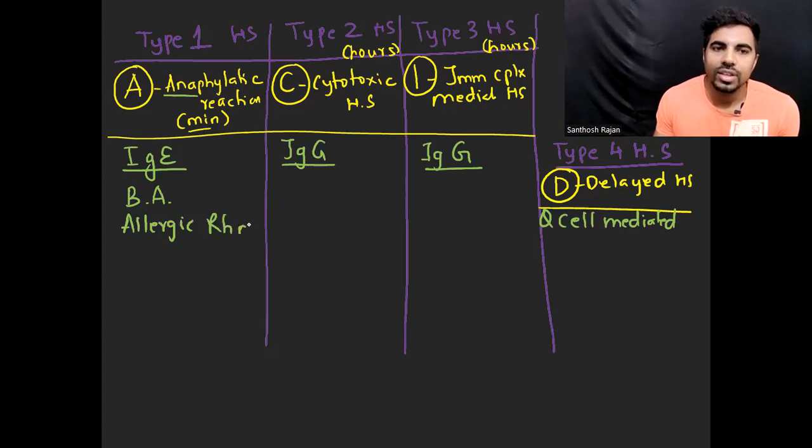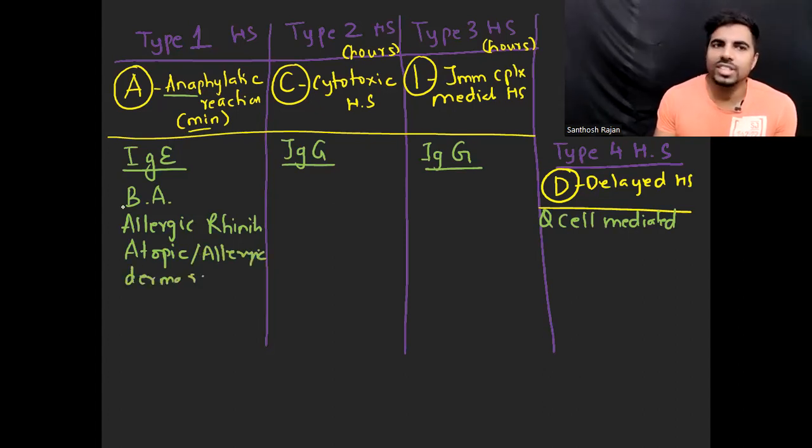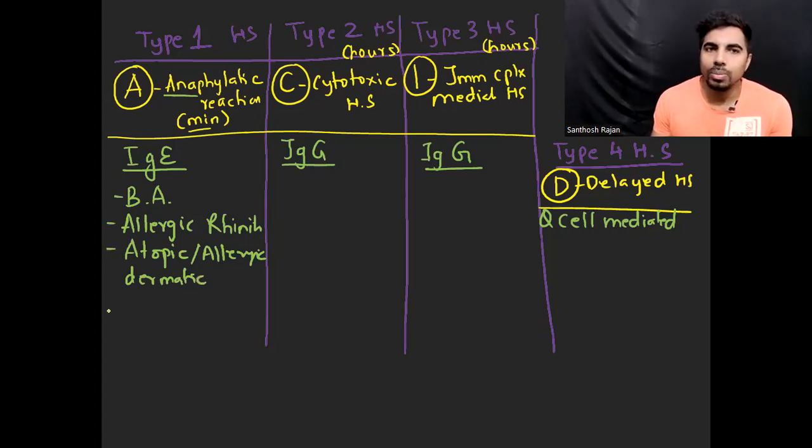Allergic rhinitis or atopic rhinitis, we can say everything is same. Atopic, anaphylactic, everything is same. Anaphylactic, atopic, or allergic, atopic dermatitis, atopic rhinitis, they are the same meaning. Don't confuse. Apart from that, what is the important thing?